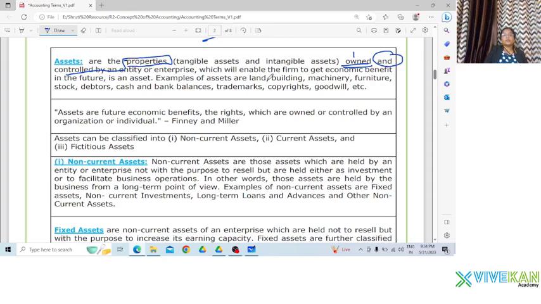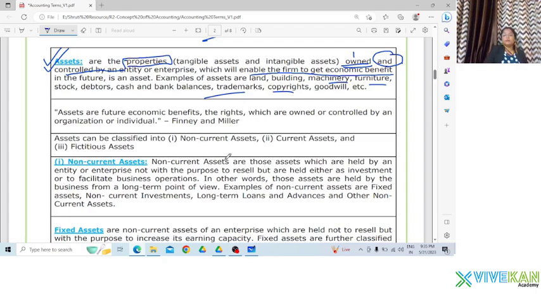So what is important is that it enables the firm to get economic benefit. If, for example, you have purchased some land out of which you're not able to grow anything, but you have to pay taxes and there is no appreciation in that land, and there are taxes and other issues coming up, then that type of land is not your asset. That's why the definition of an asset is a property, but it has to be owned and controlled by the entity, and then you should get an economic benefit out of that. For example, machinery, furniture, copyright, trademarks. These are examples of assets.